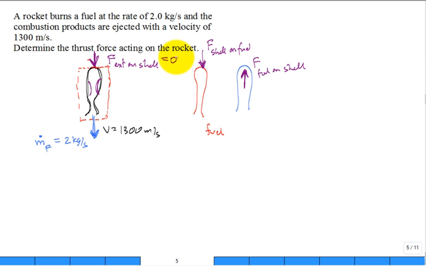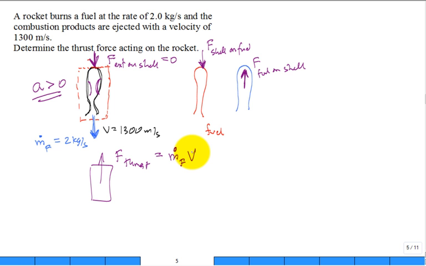But because you're not holding it stationary, a is now not 0. It's accelerating. It's going to accelerate. True? So what do we call this force that would be necessary to hold it down? Our thrust force. It's as if this rocket feels an upward force called thrust. And that upward force called thrust is the product of the mass flow rate of the fuel going out and the velocity going out the opposite direction.